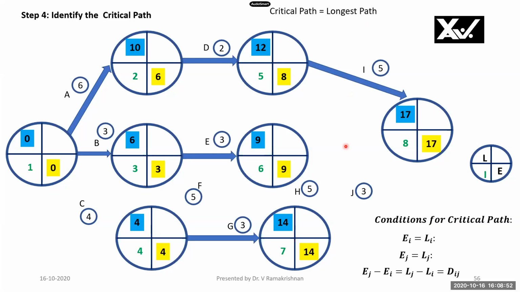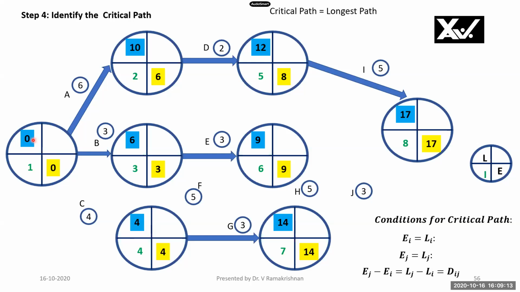Critical path is the longest path. The condition for the critical path is that EI should equal LI, and EJ should equal LJ. That is, for the preceding node as well as the succeeding node, the time should be the same. For example, here this E value and L value are the same, and the succeeding node for this activity C, both are the same, 4.